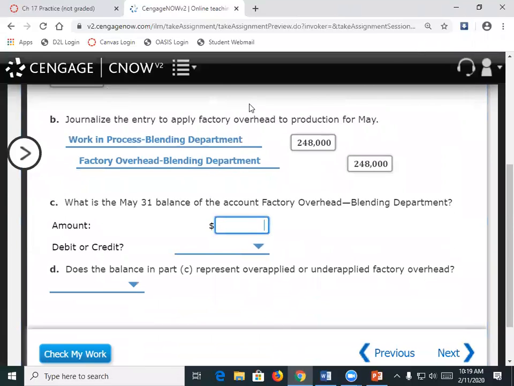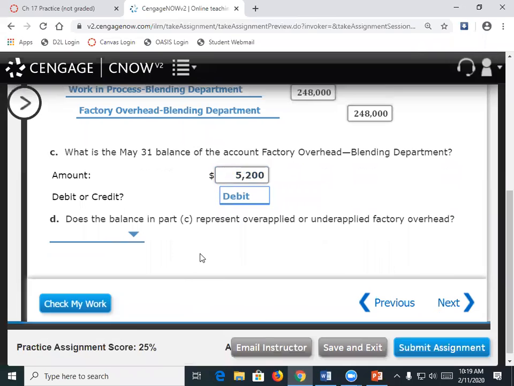So the balance was 5,200, the difference. And is that a debit or a credit balance? It's a debit balance, right? I have it on there. And we already answered that it was under applied. Again, that's really a review from last chapter on how to deal with over or under applied overhead. Our actual was greater, so it's under applied. Any questions on that one?